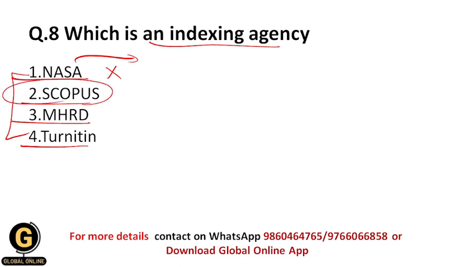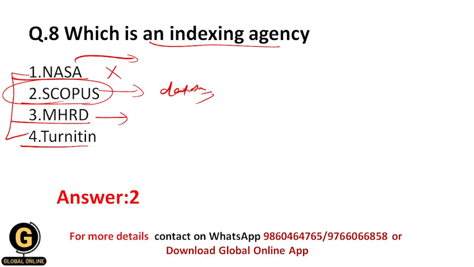Now let us see what is Scopus. So basically, students, Scopus delivers the broadest coverage of any interdisciplinary abstract and citation database. So basically Scopus provides the database for citation and for interdisciplinary abstract as well. And that's why Scopus is an indexing agency, because Scopus is going to help you with indexing your journals, and that's why your correct answer should be 2 over here.